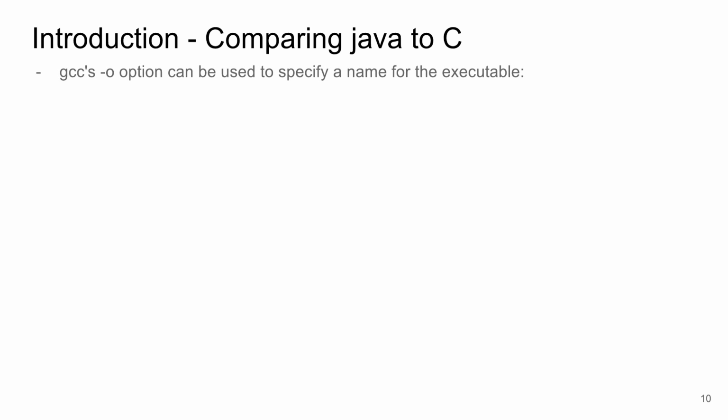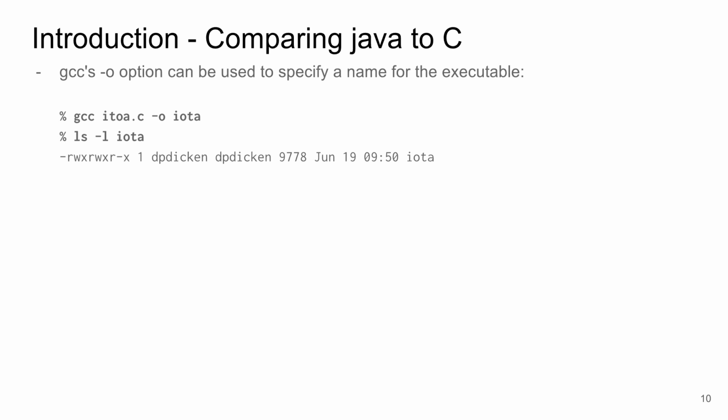GCC's -o option can be used to specify a name for the executable if we don't want it to be called a.out. So here we are compiling that C file and we're calling it iota rather than a.out. And we can see that it created this file instead of a.out now. We can run it in the same exact way that we did the other one as well.